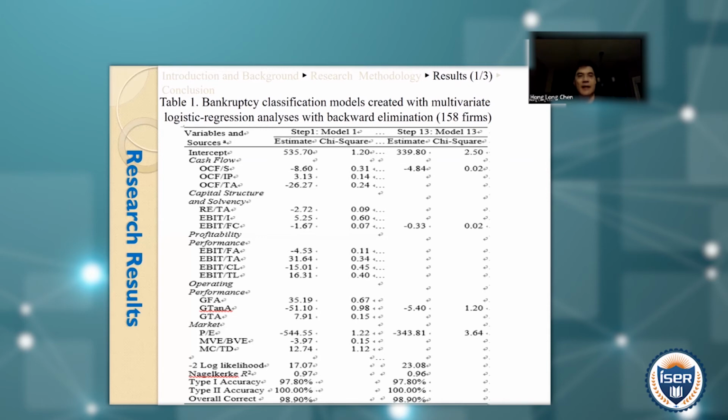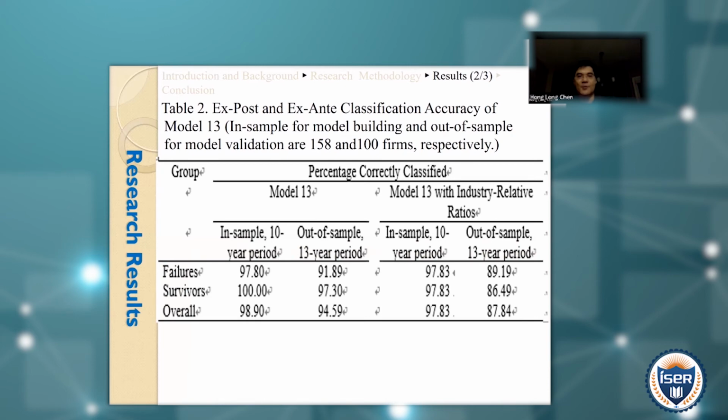Table 2 shows ex post and ex ante classification accuracy of model 13. In sample for model building and out of sample for model validation are 158 and 100 firms respectively. As you can see right here, this is our model. In sample is a 10-year period. For in-sample bankrupt firms, it is 97.8% accuracy, survivors 100% accuracy. Out of sample is 13 years. This is 91.89 for failures, 97.3 for survivors. Overall accuracy is 94.59.